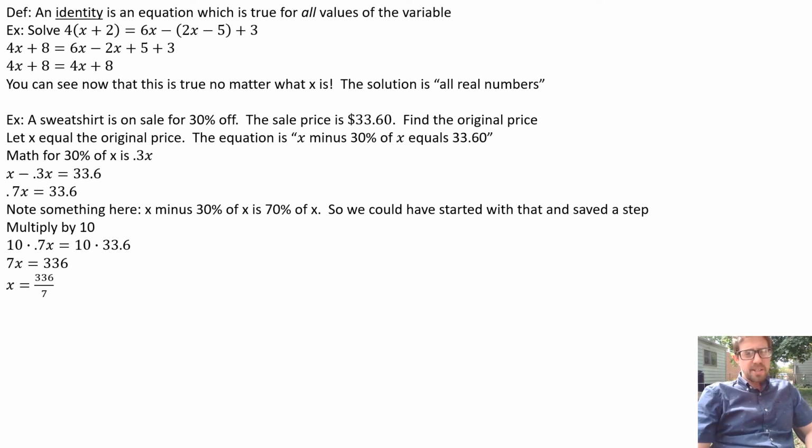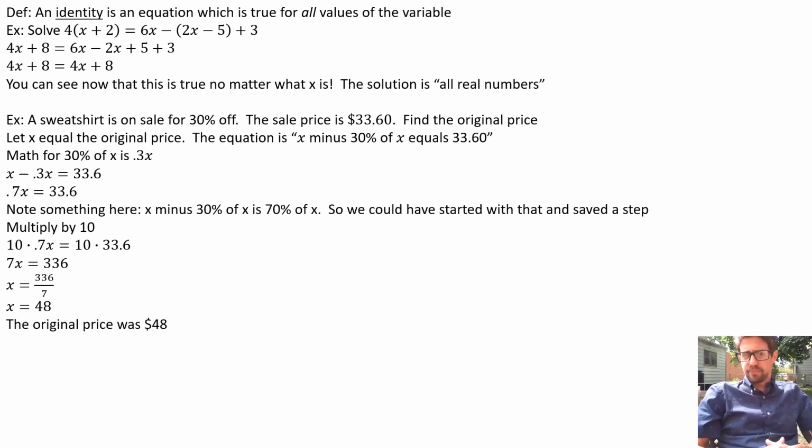Be pretty easy to perform that division, maybe, or use a calculator, or I guess you'd have to actually use long division on 336 divided by 7. Either way, 336 divided by 7 is 48. So don't leave it there, you'll lose points. Sometimes I'll require you to actually write a complete sentence that answers the question, but if I don't, you just have to include units. So say x equals $48, or be more thorough and say the original price of the sweatshirt was $48. Okay, thank you.